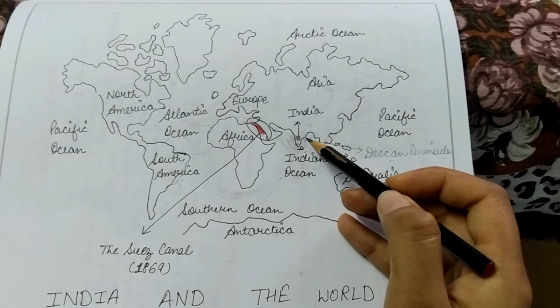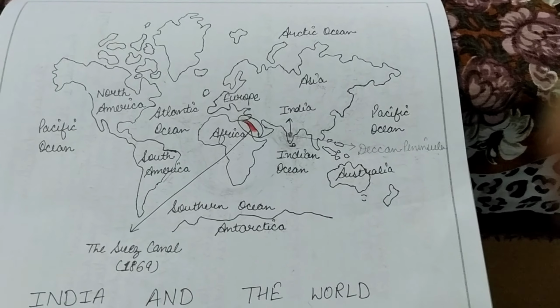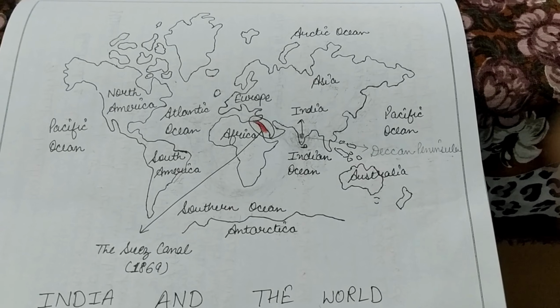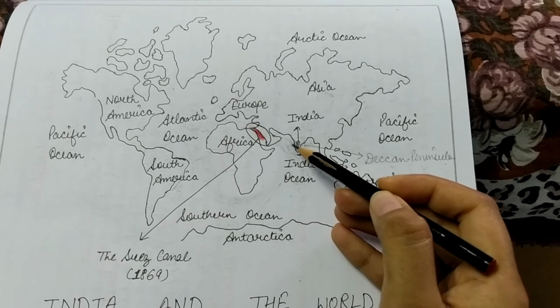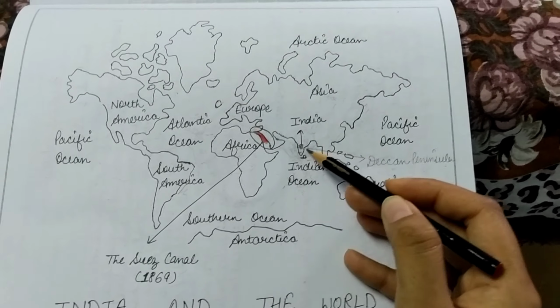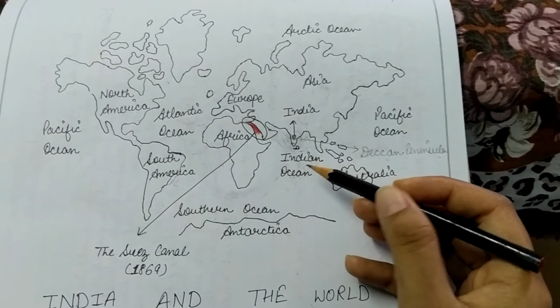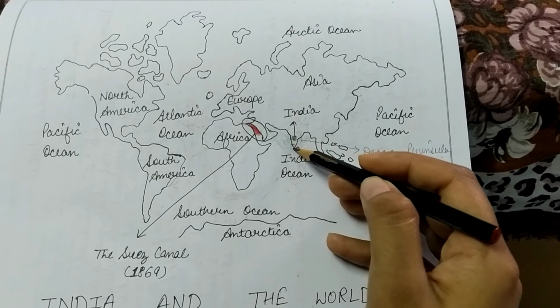the Deccan Peninsula. The location of the Deccan Peninsula is this. So the Deccan Peninsula is a landmass which is surrounded by 3 water bodies. In the west, it is surrounded by the Arabian Sea. In the south, it is surrounded by the Indian Ocean, and in the east, it is surrounded by the Bay of Bengal. Okay, so the second reason is the coastline.